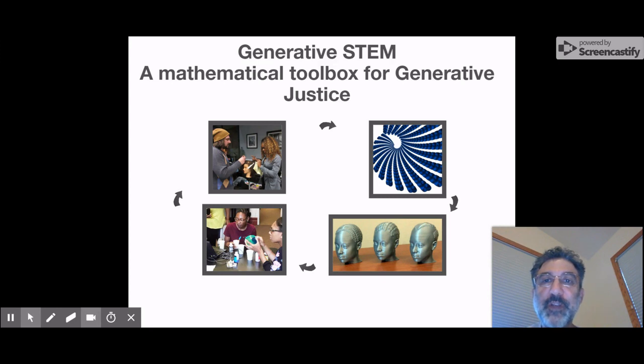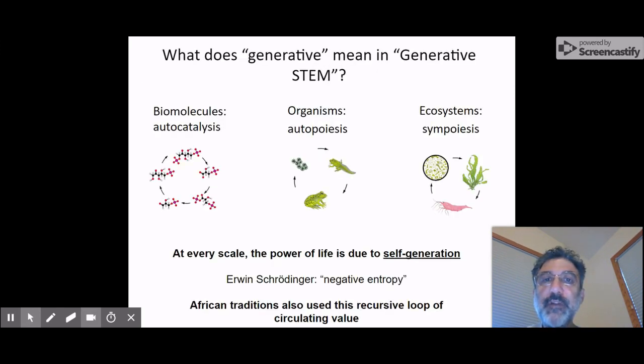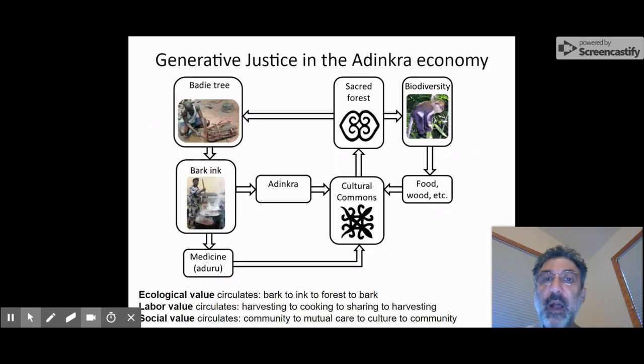We're going to be talking about generative STEM as a mathematical framework. So the generative in generative STEM means the recursive loop, the self-generating power of life. And that's essential to what scientists have talked about in terms of negative entropy, in terms of life as a self-organizing system, but it's also deeply embedded in African traditions. We see here the example of generative justice in the Adinkra economy.